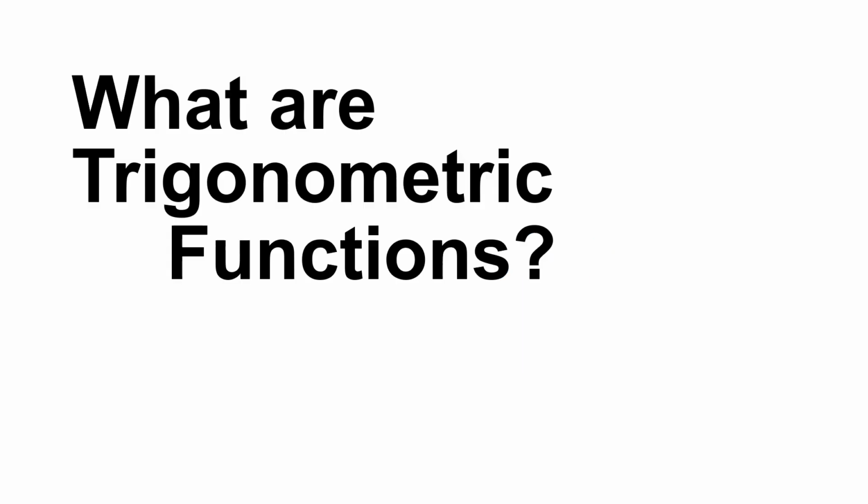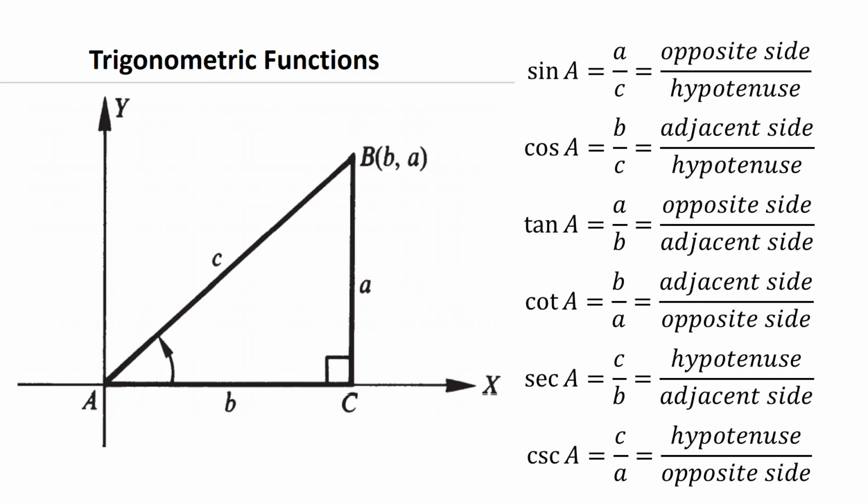What are trigonometric functions? If now the right triangle is placed in a coordinate system so that angle A is in standard position, so it's at 0, 0 of this coordinate system, and the point B on the terminal side of angle A has coordinates (b, a), and the distance C is equal to the square root of a squared plus b squared.